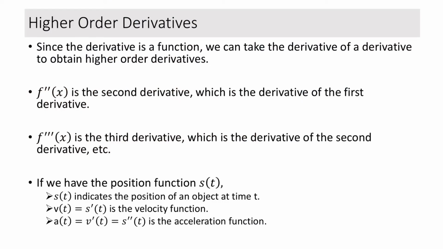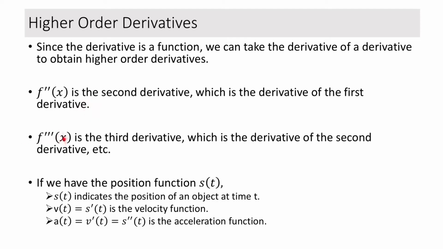Now let's talk about higher order derivatives. So since we've established that the derivative is a function itself, f prime of x, we can take the derivative of that function, since it is a function, in order to obtain higher order derivatives. So that means f double prime of x is the second derivative of f of x. It's the derivative of the first derivative. It's the derivative of f prime of x. And we could keep going.